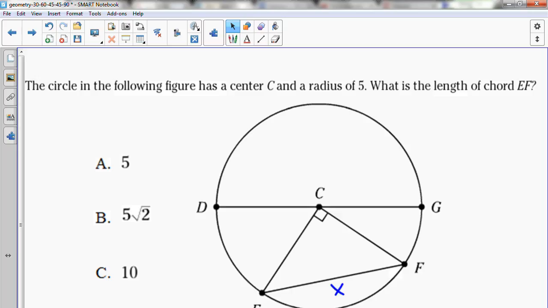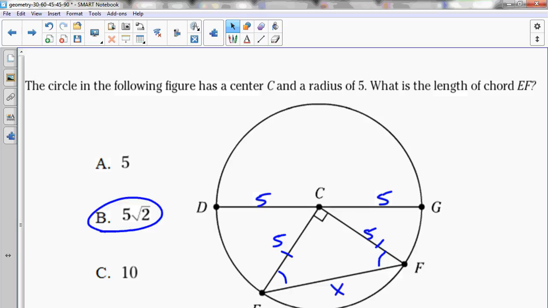Which radius? All of them, because all radii are congruent, right? They're all the same. So they're all 5. Everybody gets a 5. Okay. Now, what are we looking at? 45, 45, 90, right? Because these two are the same, so those angles are the same, so they're both 45s. So what's my chord there, my hypotenuse? Yeah, 5 square root of 2.